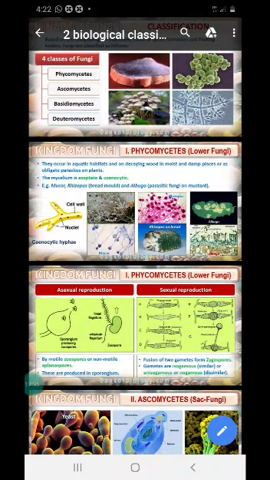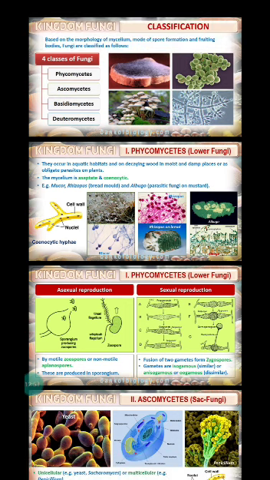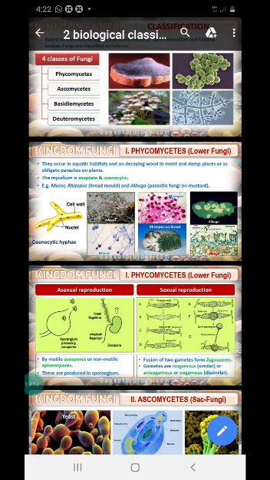Now let us see the first family, the Phycomycetes. This fungi always occurs during the rainy season, or wherever it is moist. Moisture is one necessary factor for them. So they occur in aquatic habitats and also on decaying wood, in moist and damp places, or as obligate parasites on plants. And only in this group, the mycelium is aseptate and cenocytic. What is aseptate, children? That is, they don't have septa or cross walls.